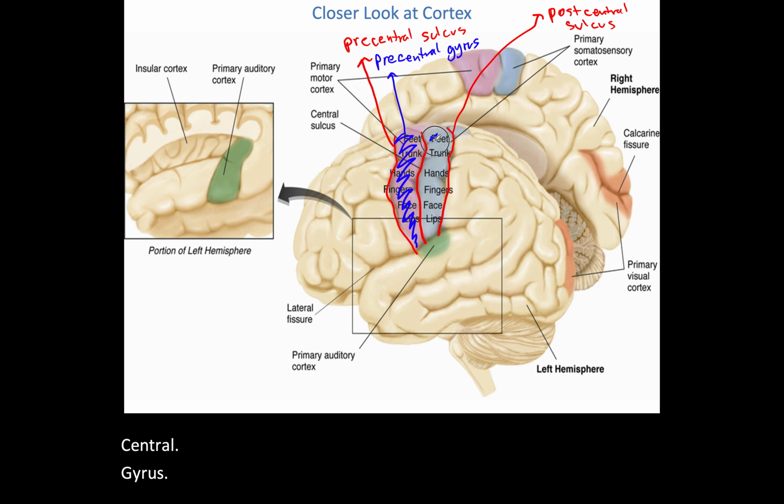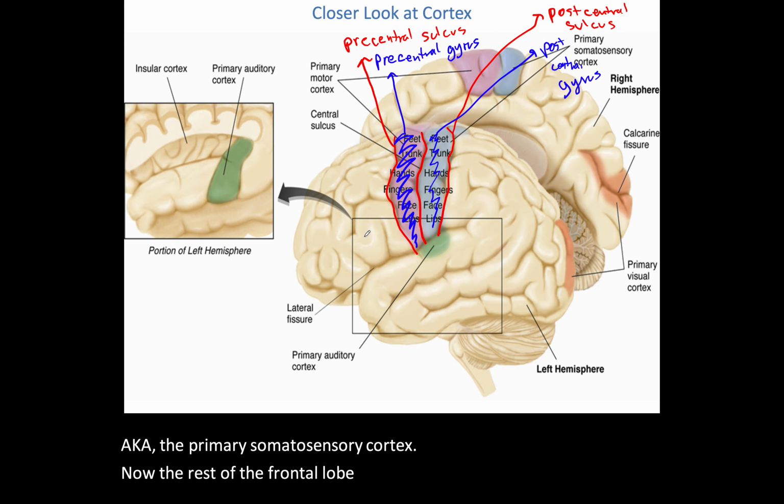Guess what this is? Easy. Post central gyrus, aka the primary somatosensory cortex. Now, the rest of the frontal lobe looks a mess, but it's actually not as bad as it looks. What I'll do now is I'm going to encircle 3 horizontal gyri.